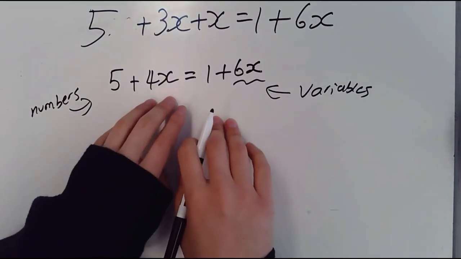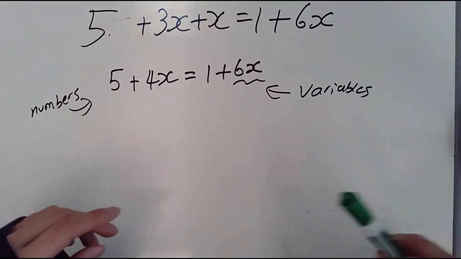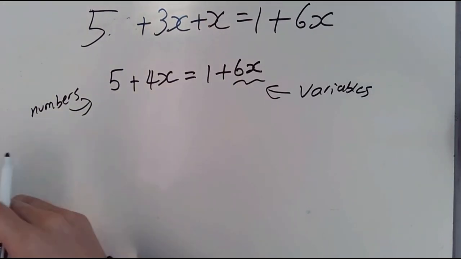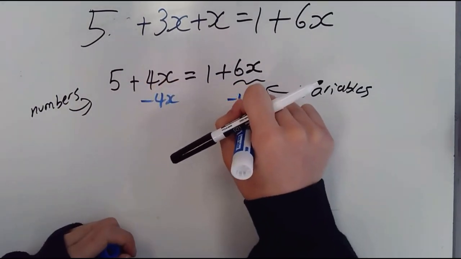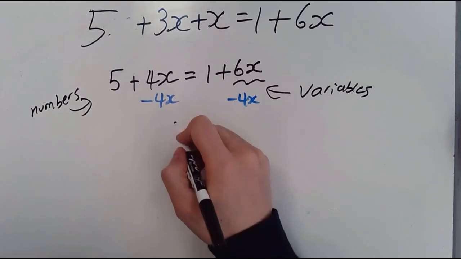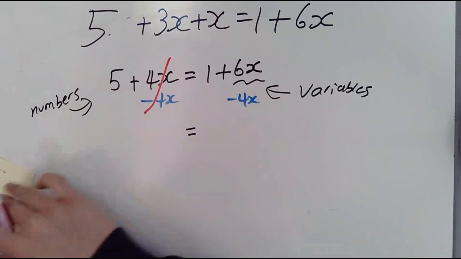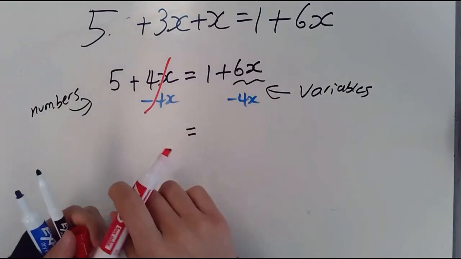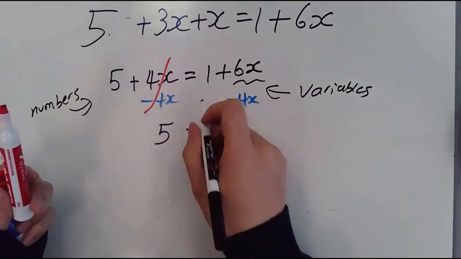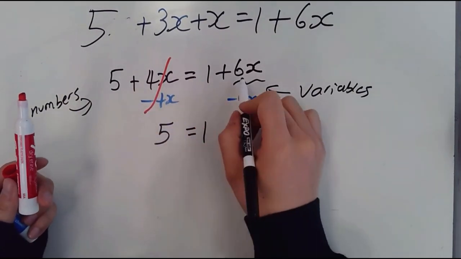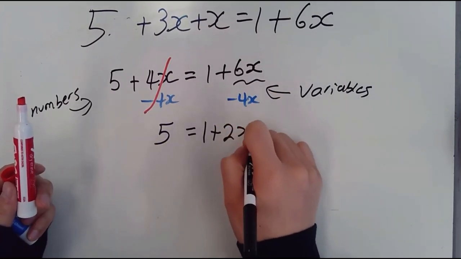Then I have to get rid of this 4x by subtracting 4x from both sides. So I'm going to subtract 4x and subtract 4x. Then the 4x's will get cancelled out. And on the left side, I'm only going to be left with a 5. On the right side, I'm still going to have the 1, and then we have to do 6x minus 4x, which will become plus 2x.